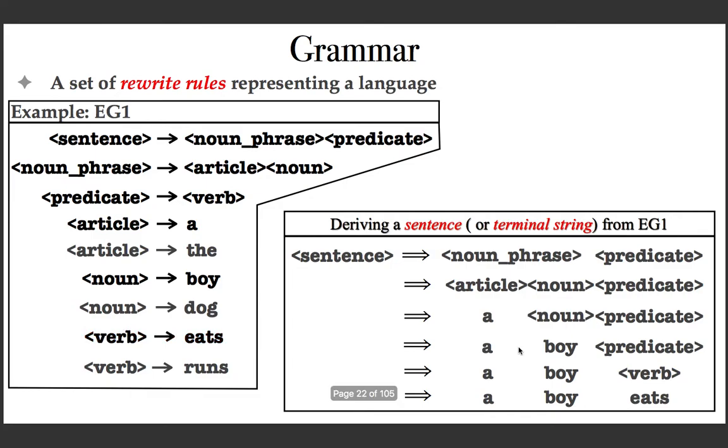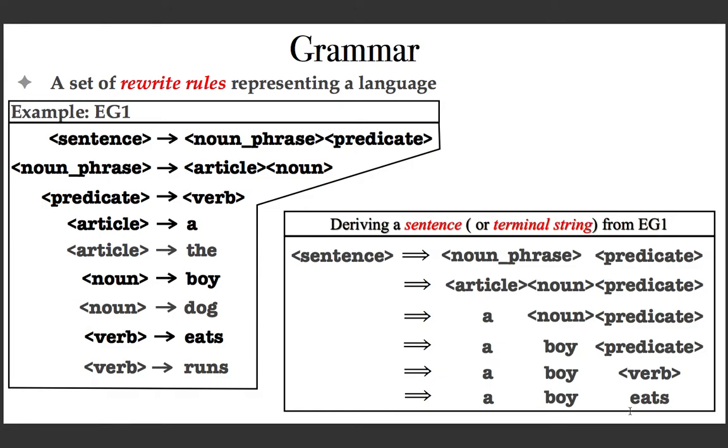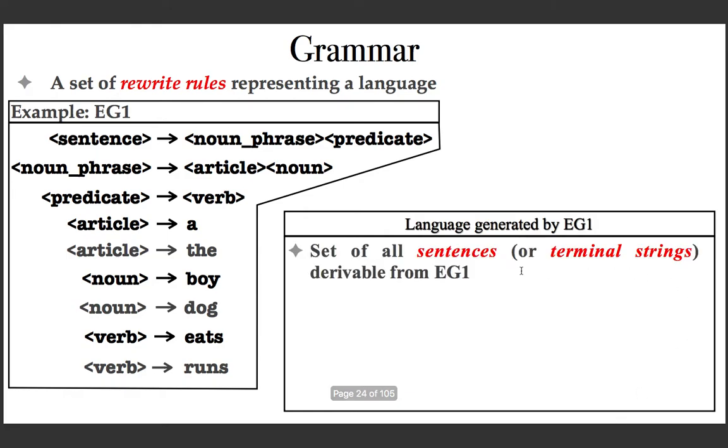Now the next thing is the language generated by a grammar. For example, what language is generated by example grammar 1? This is an example sentence in the language, and "a boy" is a sentence derivable from the start symbol of the grammar. So this is a sentence in the language, and a language is the set of all sentences or terminal strings derivable from EG1.